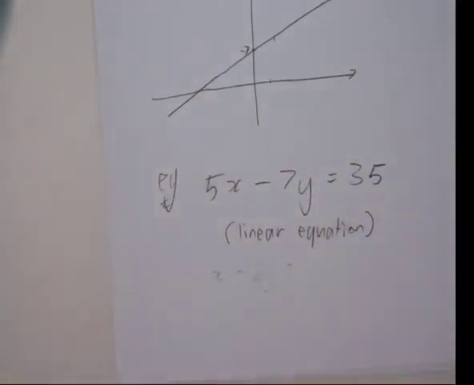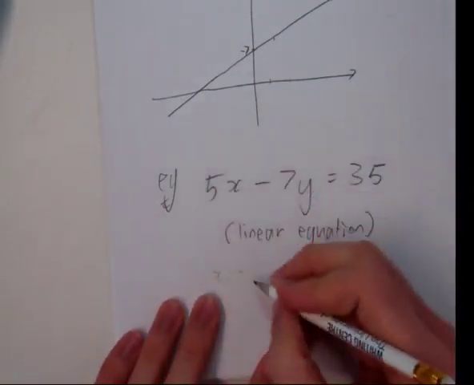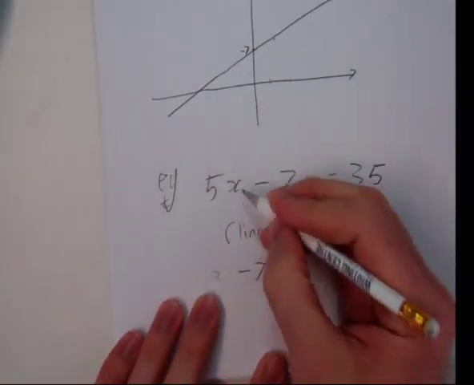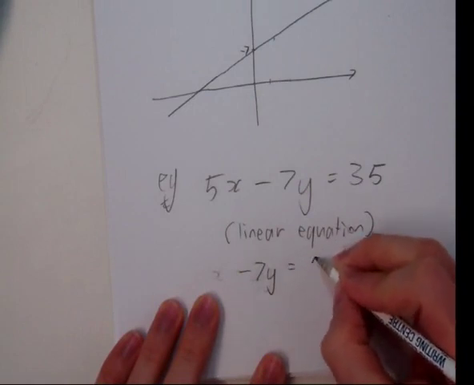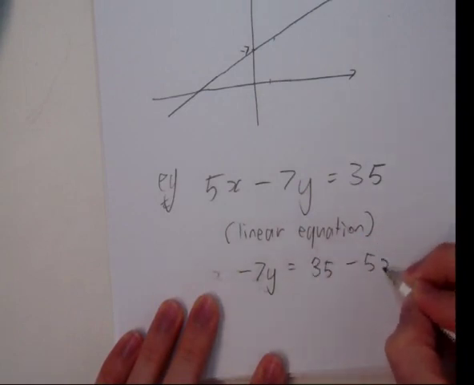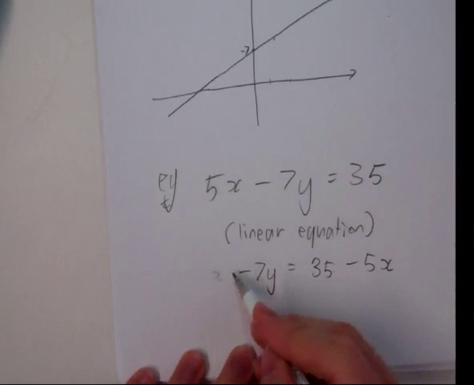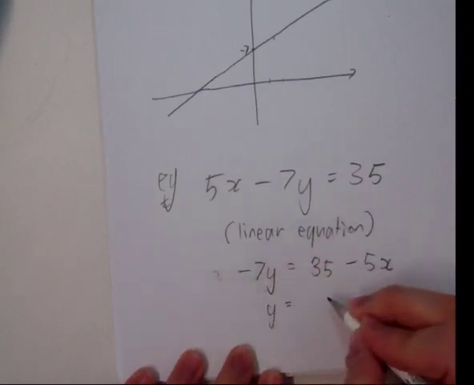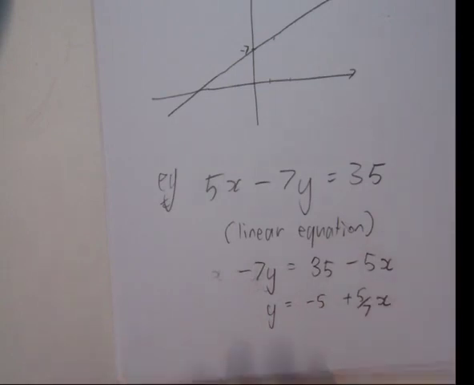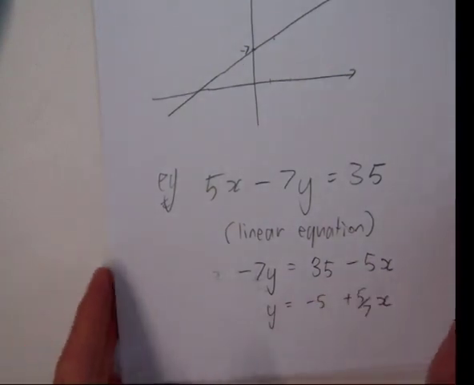So we would like it to be y equals, so we'll move the 5x first, which means we'll subtract 5x from both sides. And then we'll divide by this minus 7. And now it's in the slope-intercept form. It's not actually necessary to rearrange it to draw the graph, though.